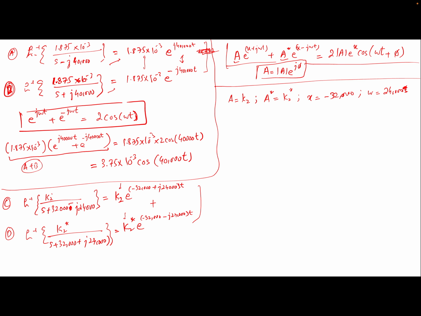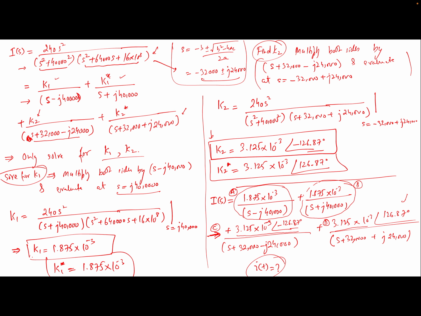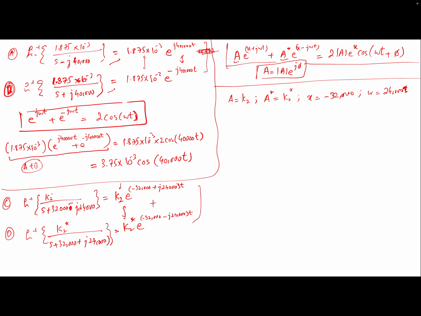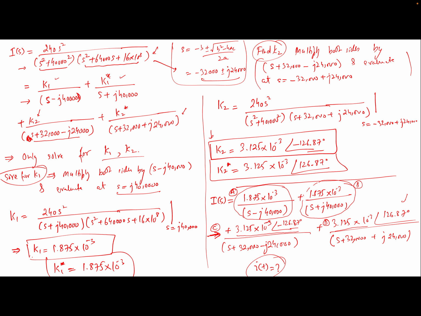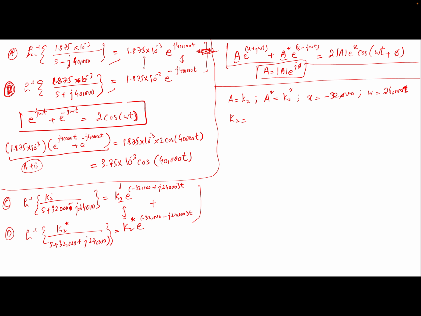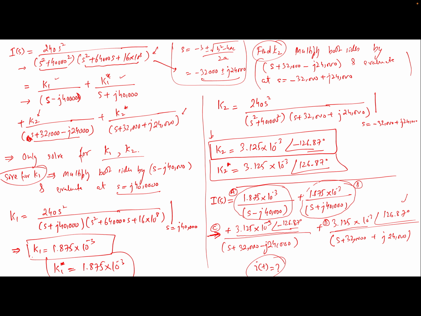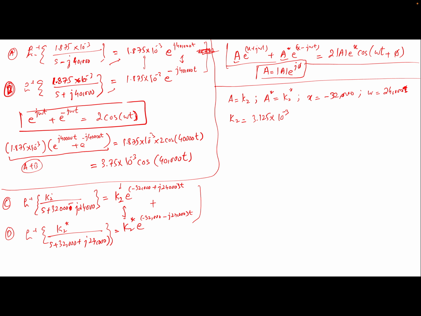Sorry, it's only 24,000, not D. And interestingly, from the actual raw numbers of K and K2, I know the modulus of K2. The value of K2 was 3.125 times 10 to the minus 3, angle minus 126.87 degrees.